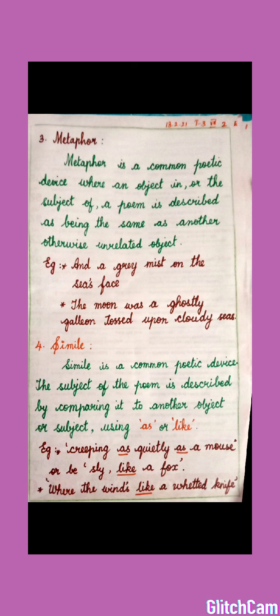The poem line which is chosen here as the second example is "where the winds like a whetted knife." Here the winds, what is the wind? The wind means a strong breeze. So the strong breeze is compared to the whetted knife. Whetted means a sharpened knife. Okay, here the comparison is between the wind and the whetted knife. Here you could see easily that "as" and "like" are used for the comparison.